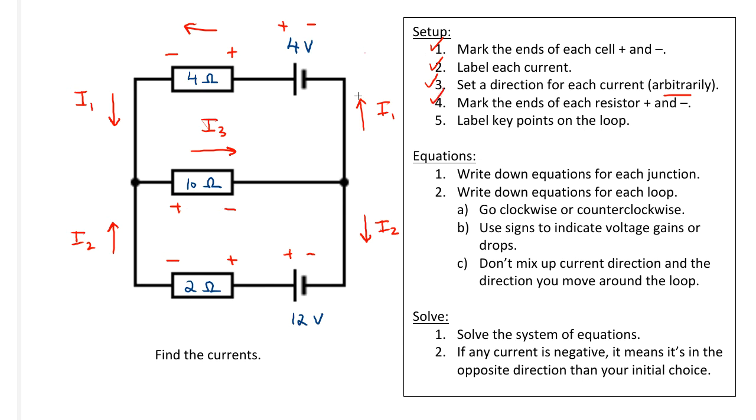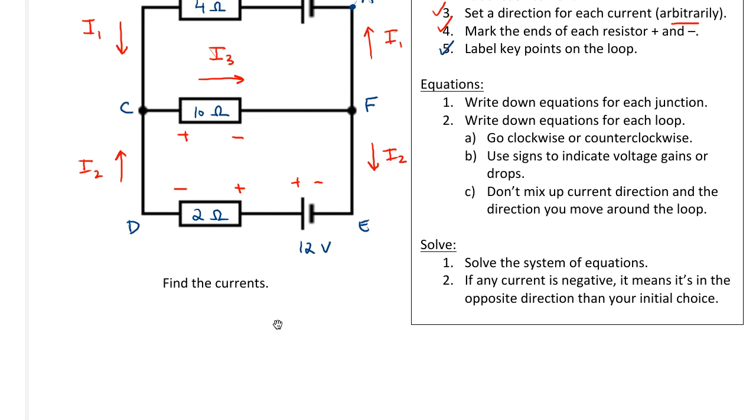And now I'm going to label key points in the loop. So I'm going to call this corner A, this is going to be B, this junction I'll call C, D, E, and F. And I'm going to do that just so that I can show my work carefully and label things. Now I'm going to write down equations for each junction.